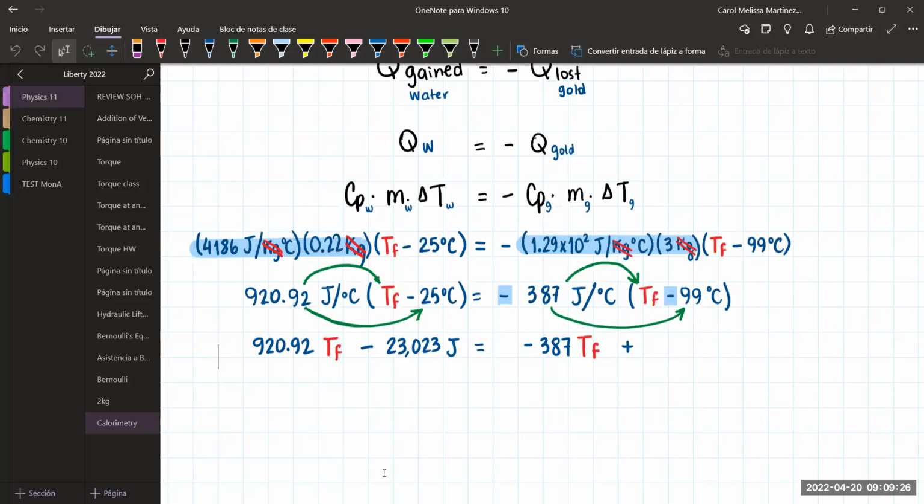38,000. Taking your calculator, okay. 38,313. And remember, we are multiplying joules over Celsius times Celsius. Celsius and Celsius are going to be canceled out. They cancel each other out, and then this is going to be in joules.